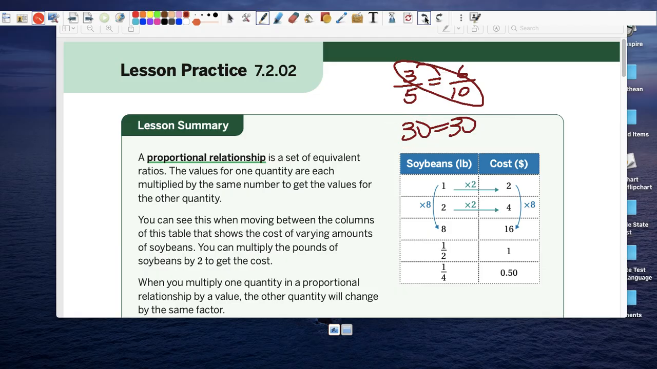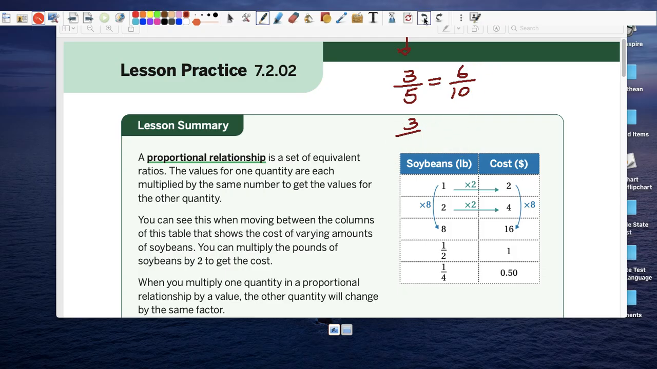Now, another way to see if these ratios are the same is to simplify. Take 3/5, simplify to its lowest terms, which is already simplified. Take 6/10 and simplify it. I'm going to divide top and bottom by 2. So 6 divided by 2 is 3, and 10 divided by 2 is 5. Are these two ratios now the same? Yes, they are. So that's another thing you can do.